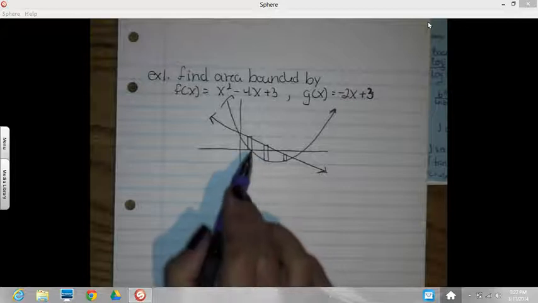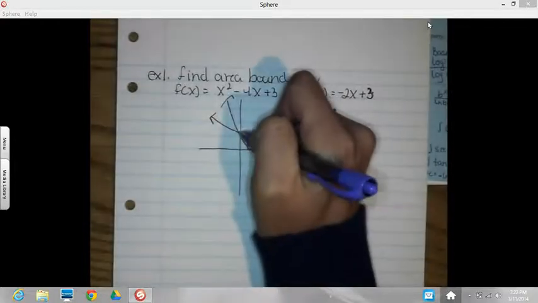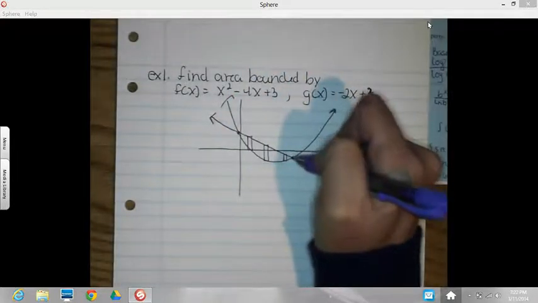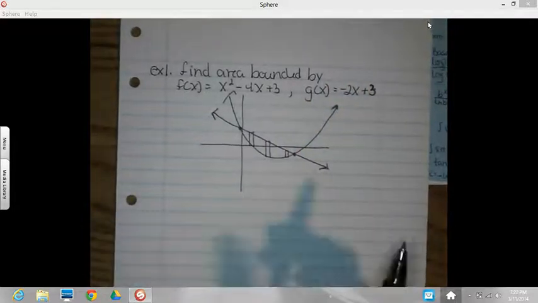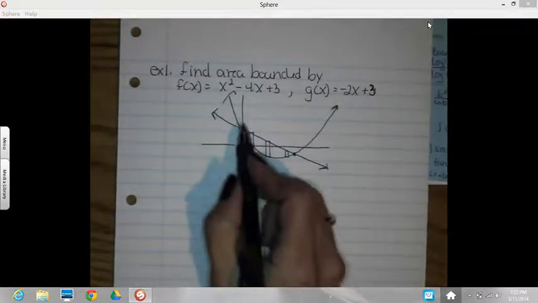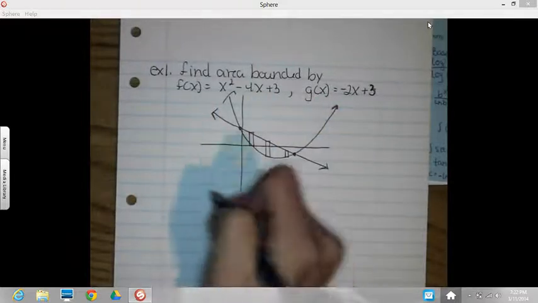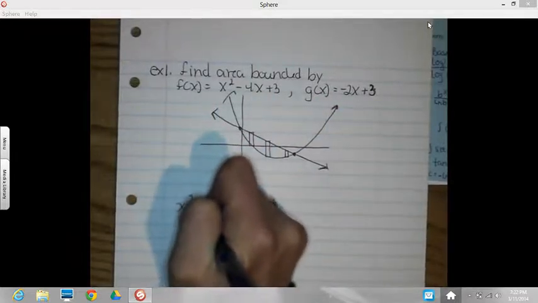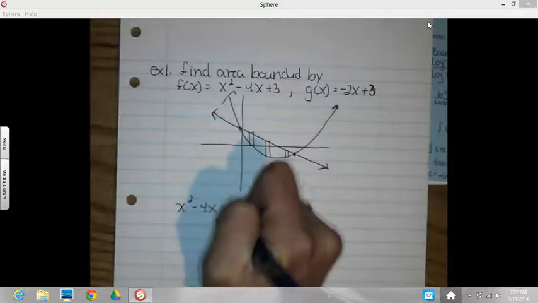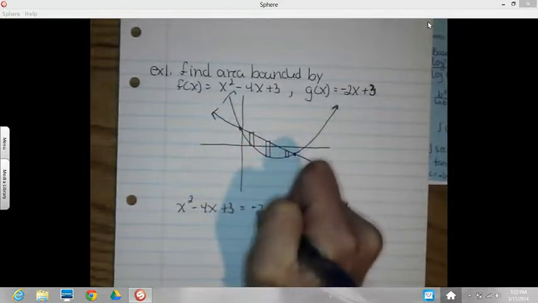So let's get the domain. I need these intersection points. I need this and this, and I want to solve it algebraically if I can. So these 2 points are where the 2 functions are equal to each other. So you set that up. x squared minus 4x plus 3 equals negative 2x plus 3.